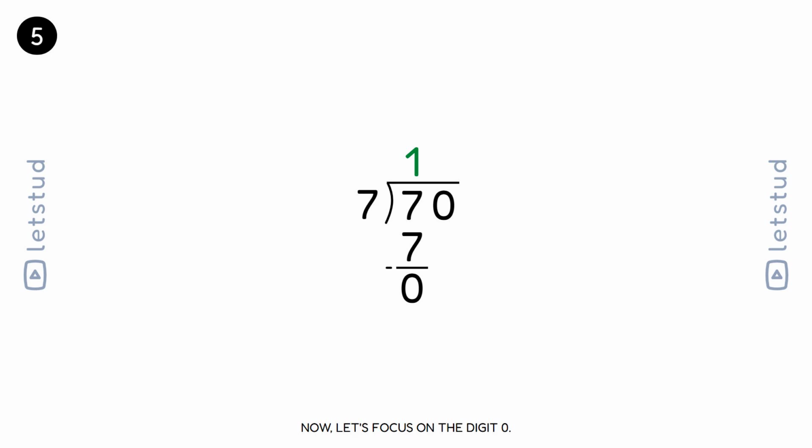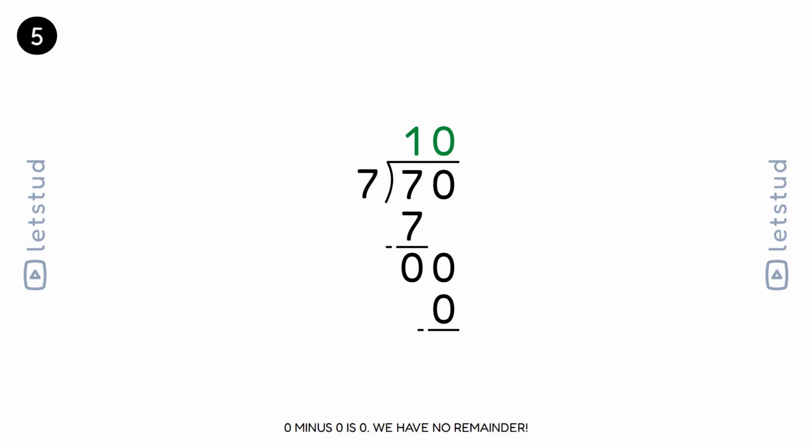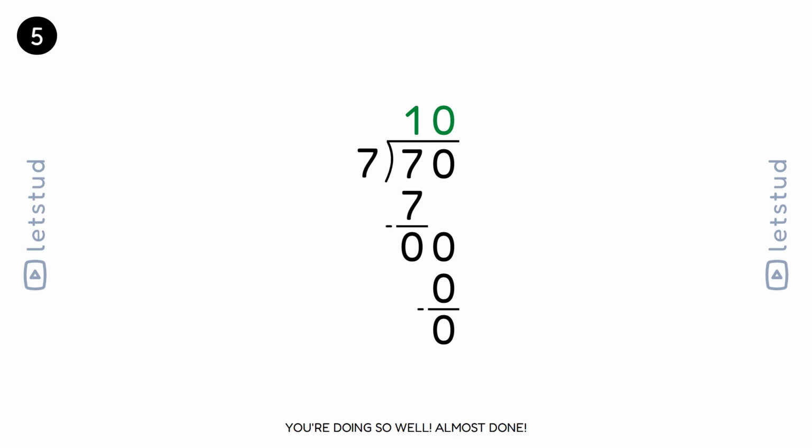Now, let's focus on the digit 0. How many times does 7 go into 0? No more digits to bring down. 7 goes into 0, 0 times. 0 times 7 is 0. 0 minus 0 is 0. We have no remainder. You're doing so well, almost done.